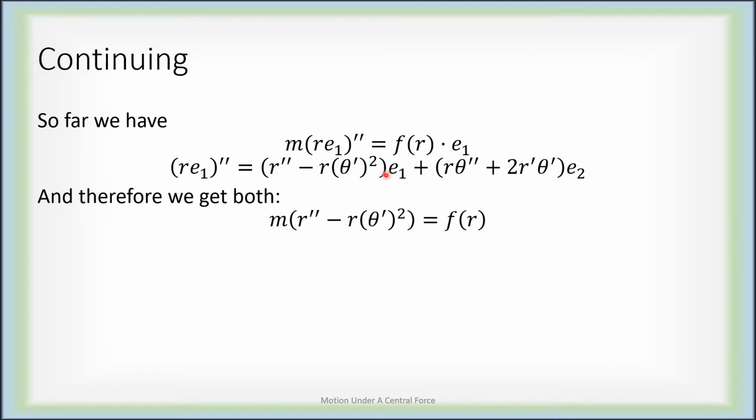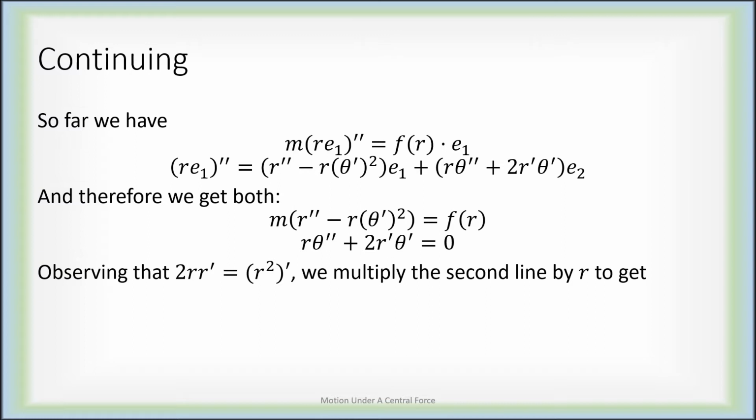M times this must be exactly how many E1s I have. So m times r double prime minus r theta prime squared must be exactly f of r. However, m times this should be 0 because I didn't want any E2s in there. But if m times something is 0, well then that thing is 0. So r theta double prime plus 2r prime theta prime should be 0.